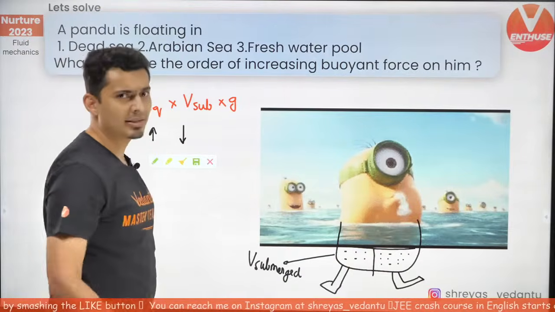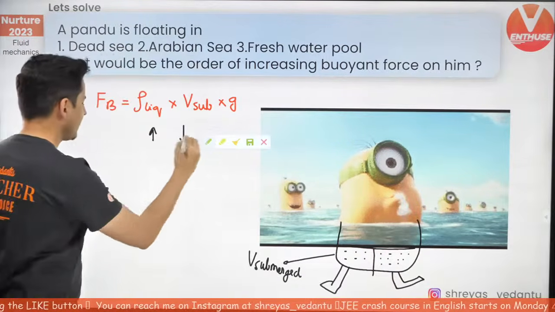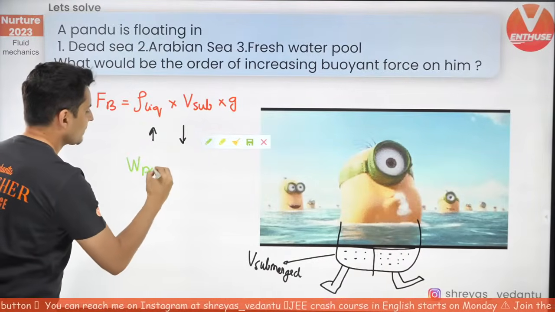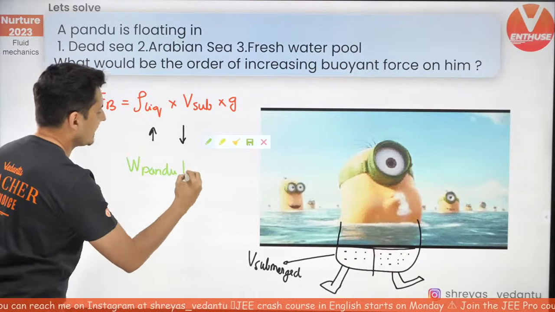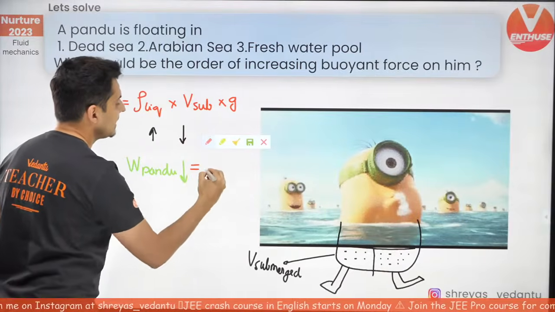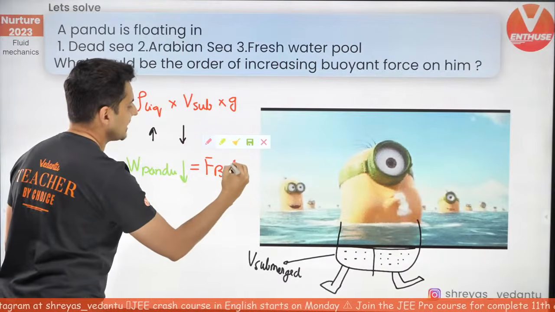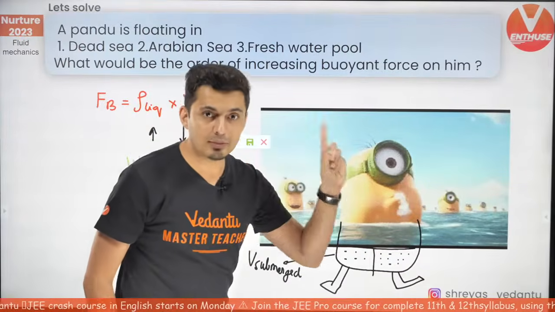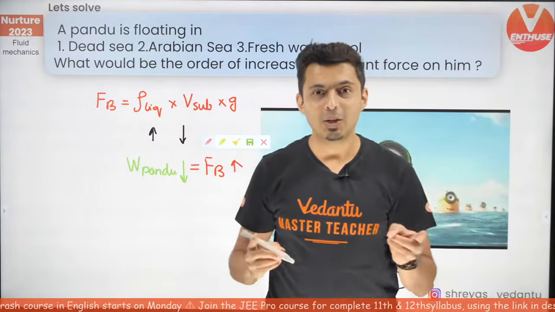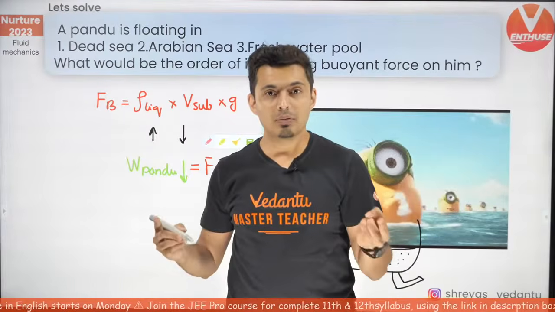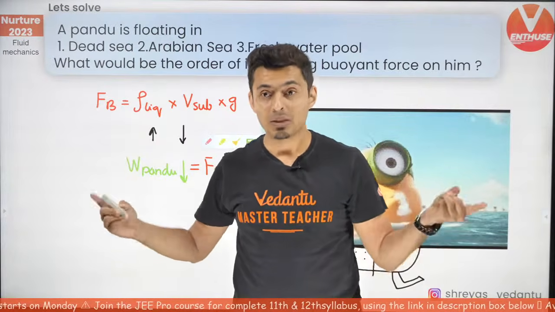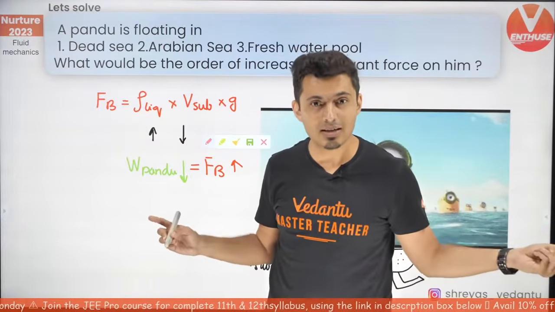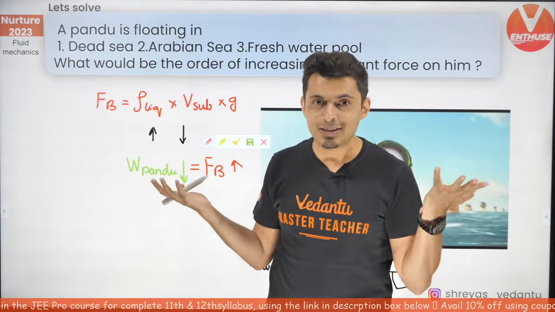What are the only 2 forces acting on Pandu? One is the weight of Pandu, which is acting down. And what is it balanced by? It is balanced by the buoyant force which is acting upwards. Is the weight of Pandu going to differ? Is the weight of Pandu different in pool, different in Arabian Sea, different in, this is a true weight by the way, different in Dead Sea? No, right? It's the same.